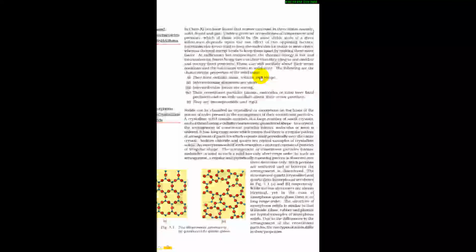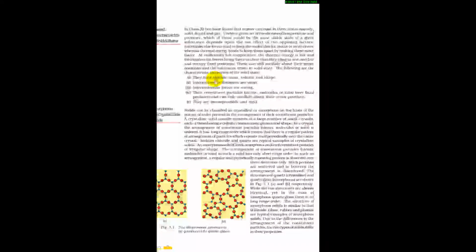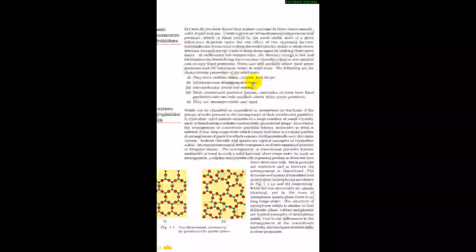Whatever the solid state, whatever the solid material, it has a definite mass, volume, and shape. The intermolecular distances are short. If you look in a microscope with very high zoom at the molecular level, it is not very possible to see, so you need a more powerful microscope.